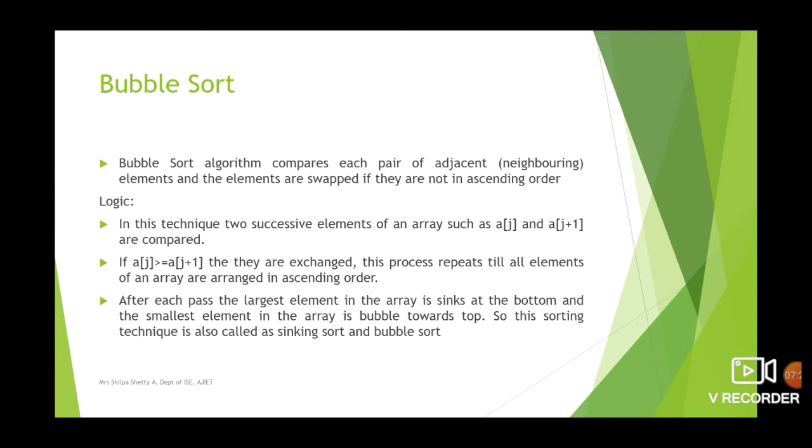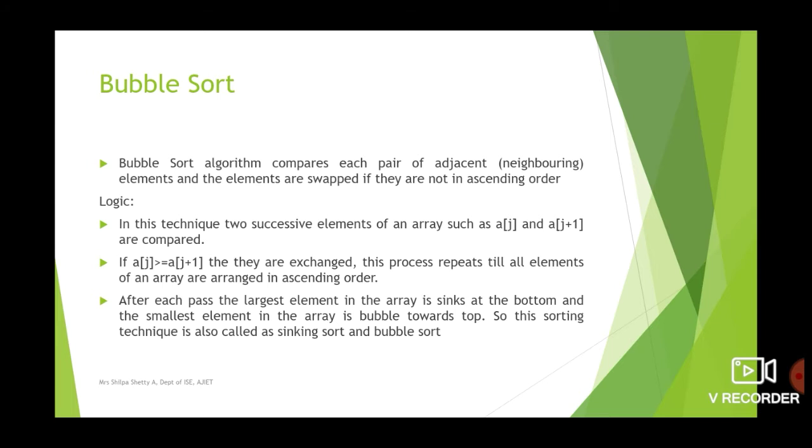So here is the logic. In this technique, 2 successive elements of an array such as a of j and a of j plus 1 are compared. If a of j represents the current element, that is the element in the jth index, the next element will be a of j plus 1. So these 2 elements are compared. If a of j is greater than a of j plus 1, which indicates the elements are not sorted, in such a case they are exchanged, that is, the elements are swapped. And this process repeats till all the elements of the array are arranged in ascending order.